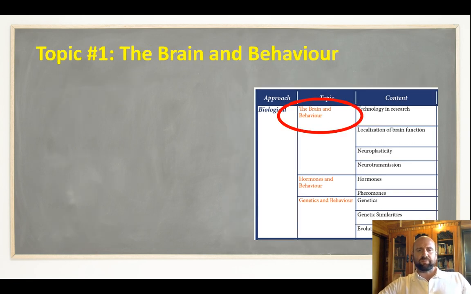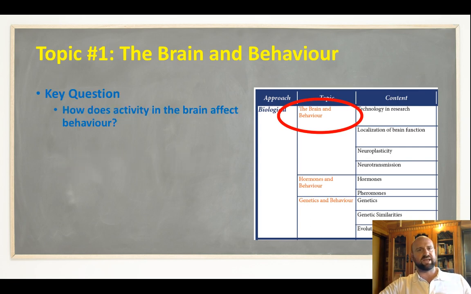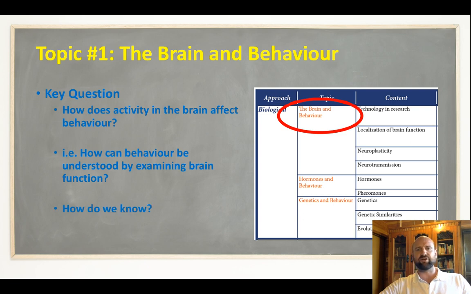So let's look at topic one. Let's jump straight into the brain and behavior. The key question here is looking at how does activity in the brain affect our behavior, right? And how do we know?